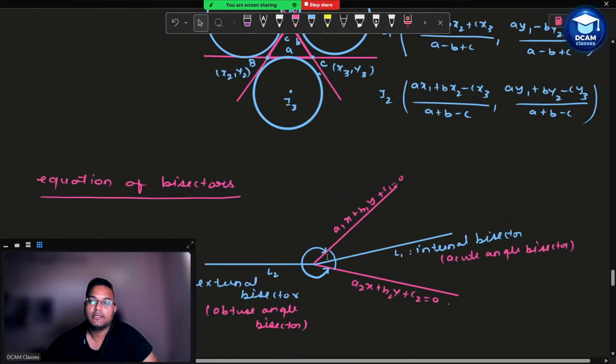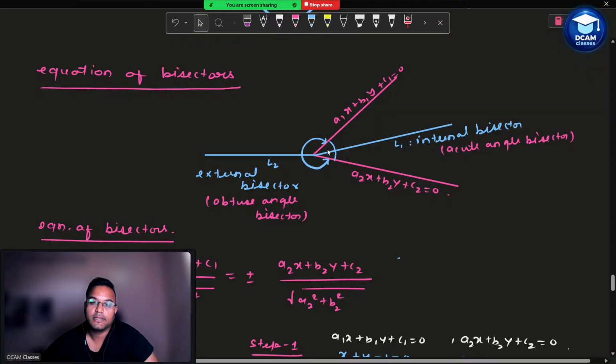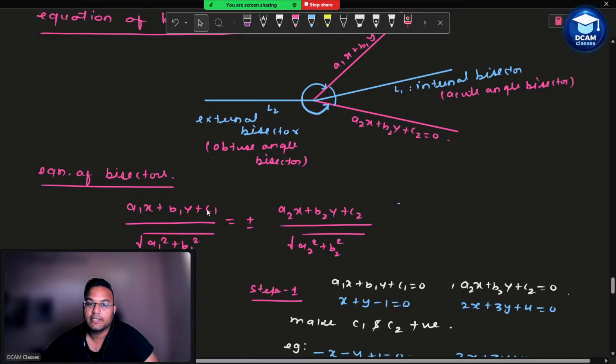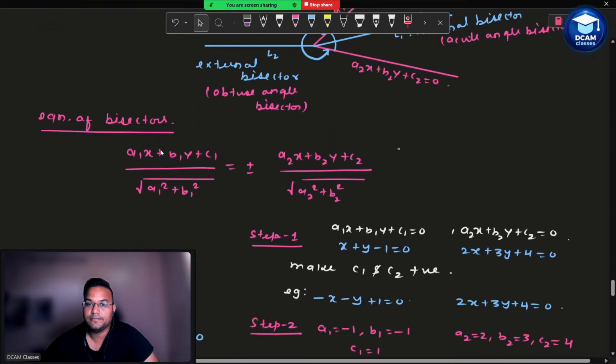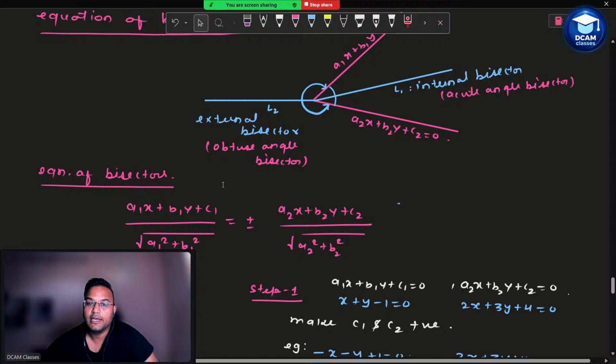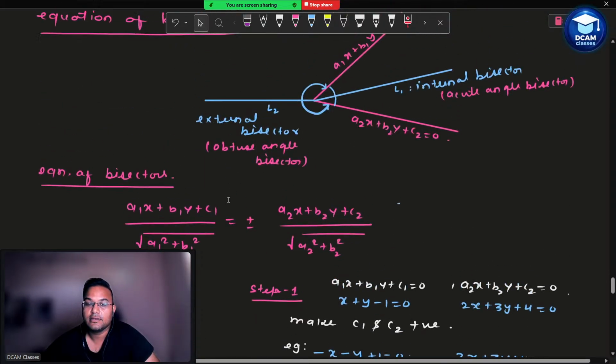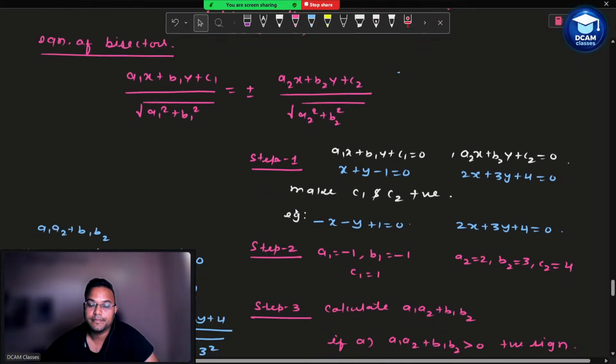Whenever we are trying to find the equation of bisectors, they are basically the angular bisectors, internal and external. The equation of the bisector is given by (a1x plus b1y plus c1) divided by the square root of a1 squared plus b1 squared, is equal to plus or minus (a2x plus b2y plus c2) divided by the square root of a2 squared plus b2 squared. But there is a procedure to find out which sign gives the internal bisector or the external bisector.